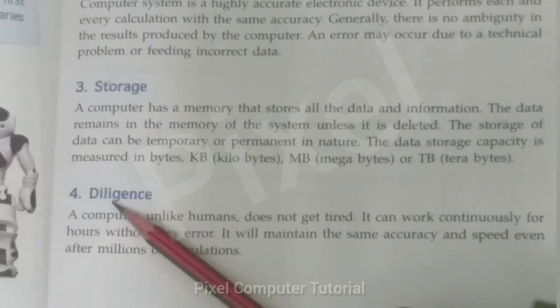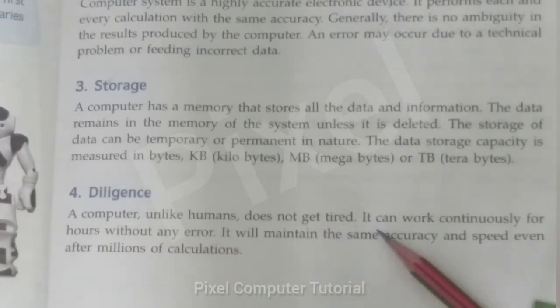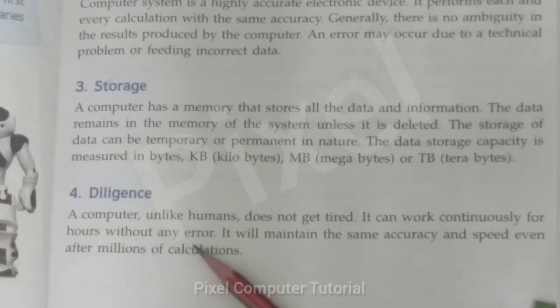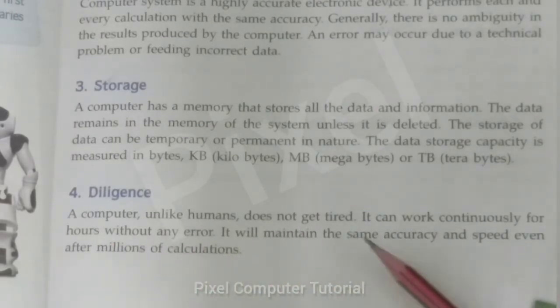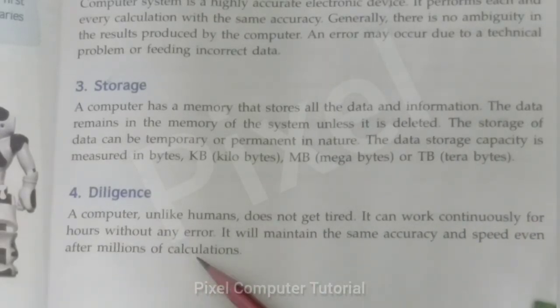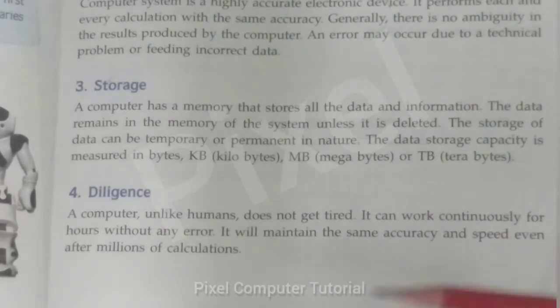Next is diligence. A computer, unlike humans, does not get tired. It can work continuously for hours without any error. It will maintain the same accuracy and speed even after millions of calculations. If you give a person a calculation and then the next person tries to do a calculation, the person gets tired after a couple of minutes. But a computer does not get tired at all. It never gets tired. It doesn't make any errors.